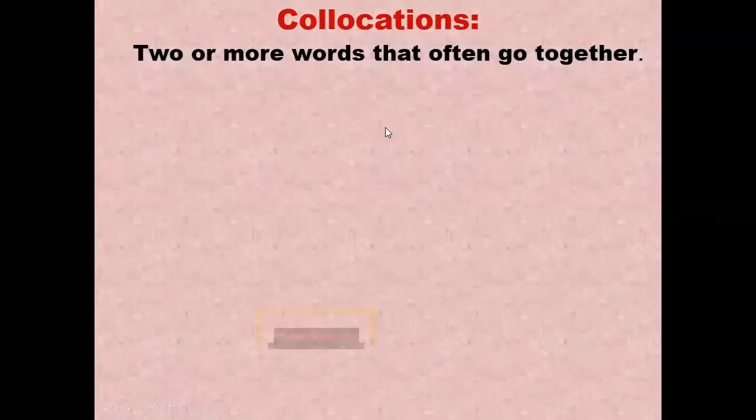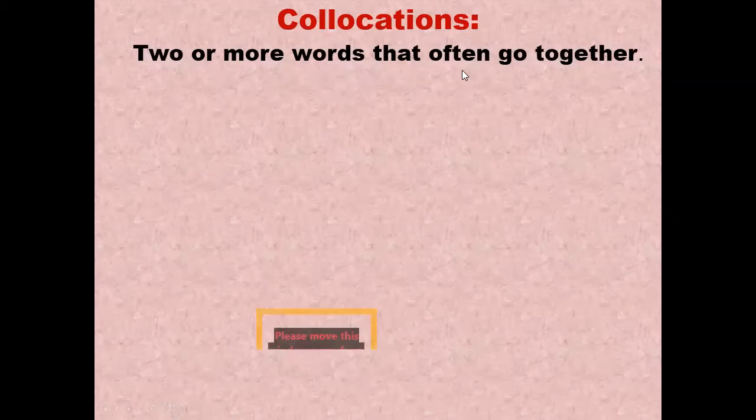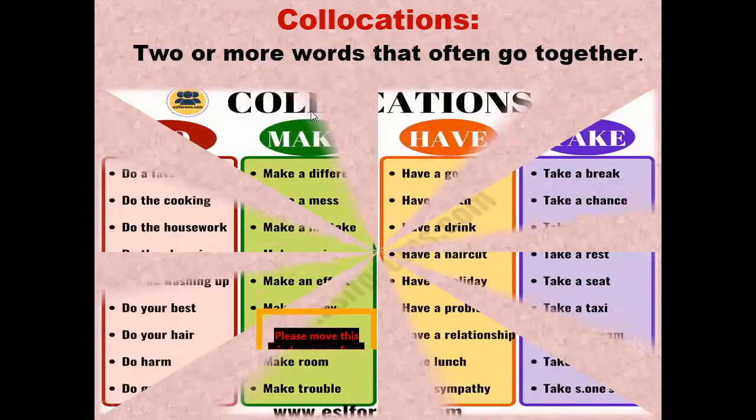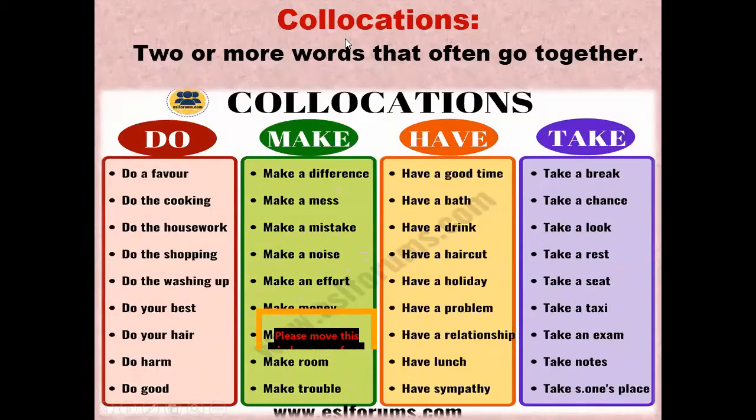We will study some words. Collocations. Collocations means two or more words that often go together. So what do I mean by collocations? Two or more words go together, like do a favor, make a difference, have a good time. All of these are collocations. Two words give meaning together.